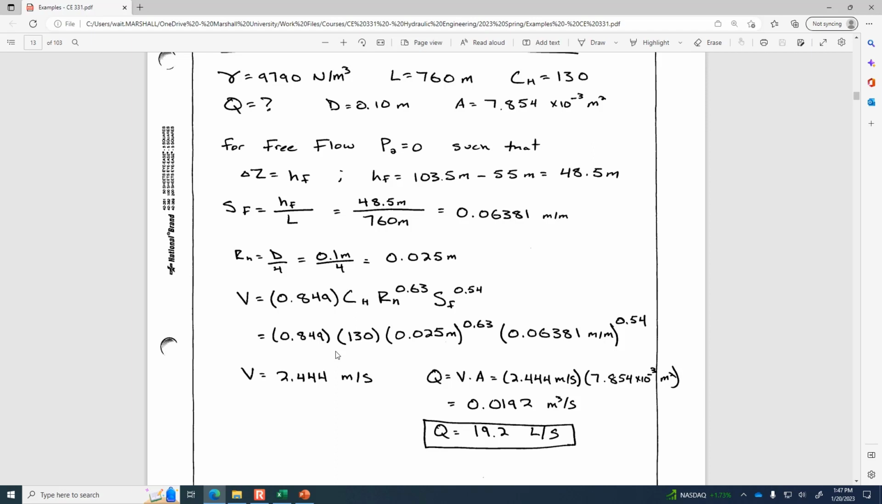19.2 liters per second. So if you wanted more flow rate than that, you can either raise the tank at location 1, you can lower the spigot at location 2, or you could find a smoother pipe, which would experience less head loss, or you could increase the diameter of the pipe. Any one of those 4 changes would increase the flow rate.